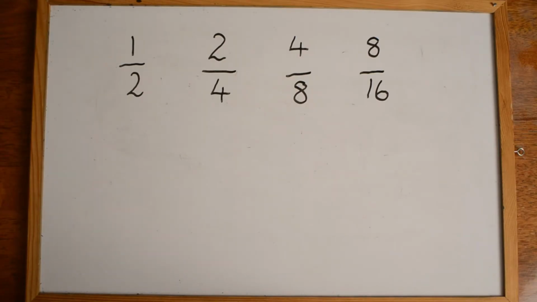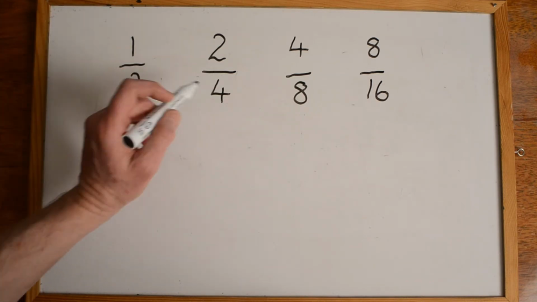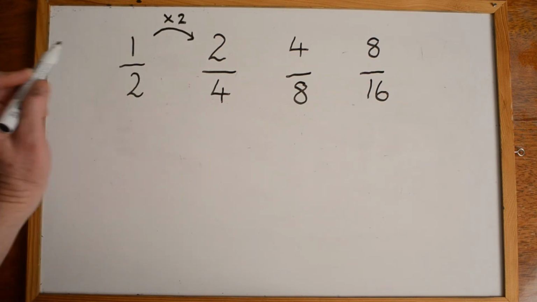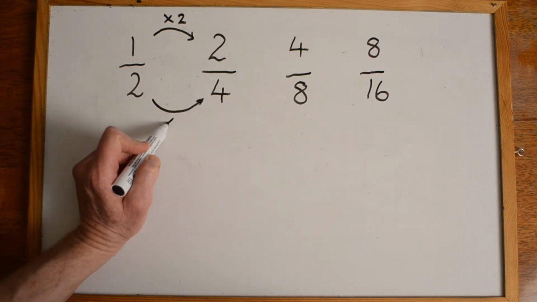So, how do we convert between the fractions that are equivalent fractions? So what we need to be able to do is multiply and divide. And when we do it, we multiply and divide both the numerator and the denominator by the same amount. For example, to go from 1/2 to 2/4, we multiply the numerator by 2, and we also multiply the denominator by 2.